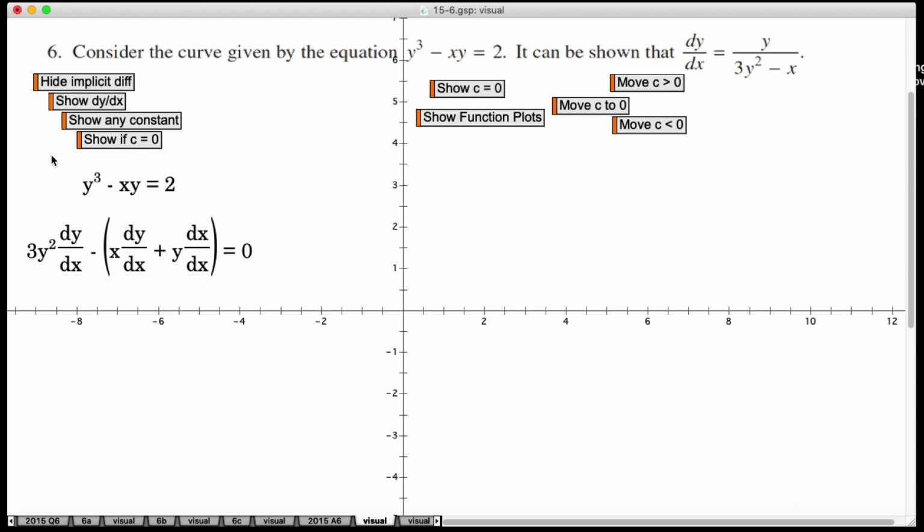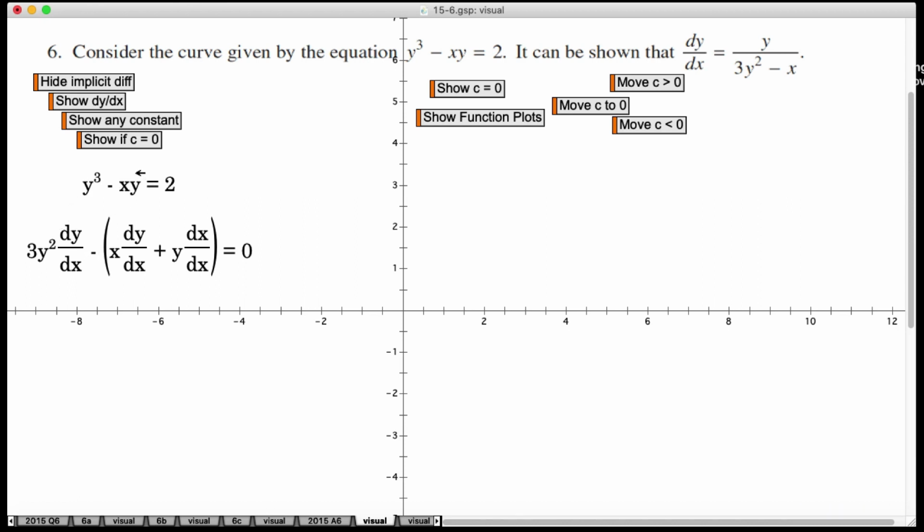So I'm going to show you how I would do it. The derivative is going to be 3y squared, and I always make sure I use the chain rule. So this is going to be 3y squared times the derivative of what's inside with respect to x. So it's 3y squared dy/dx.